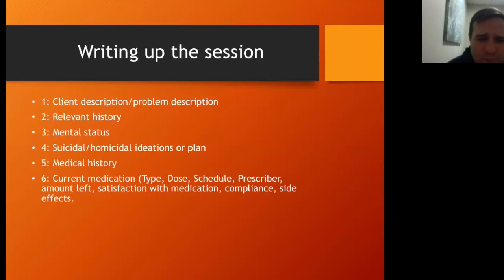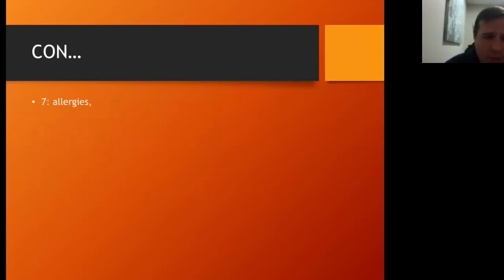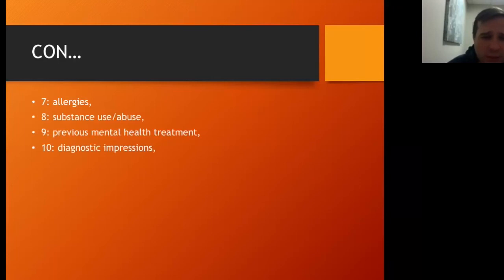And when you're talking about medicines, you want to know about the type, the dose, the schedule, the prescriber, the amount of pills they have left. That's incredibly important. Their satisfaction, compliance, side effects, all that stuff. Allergies are very, very important. Allergies to medicines as well as foods and all of that. History of substance use, previous mental health treatment, diagnostic impressions, recommendations that you have for that person.